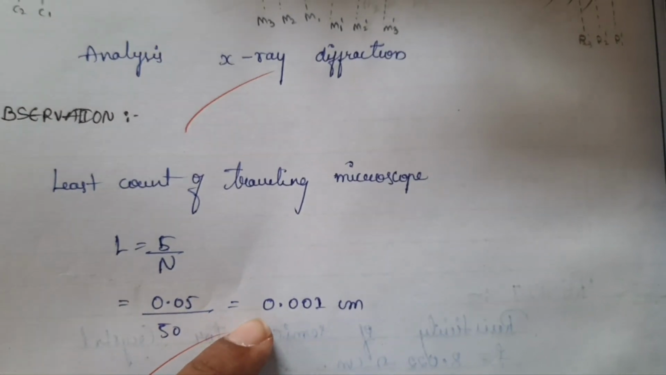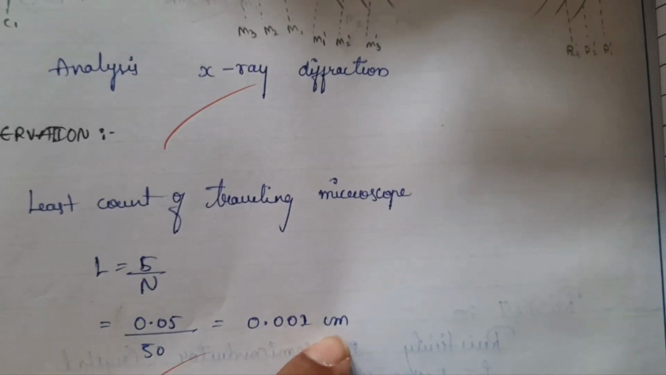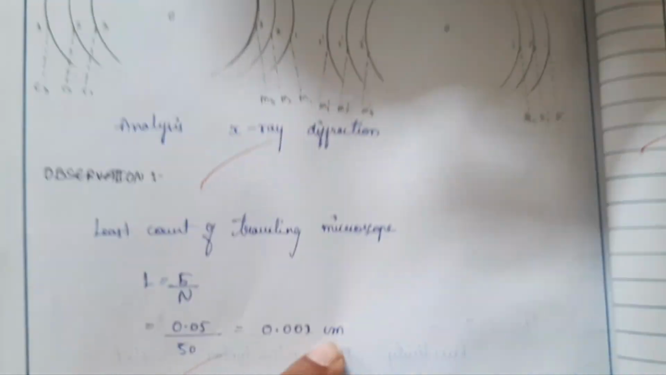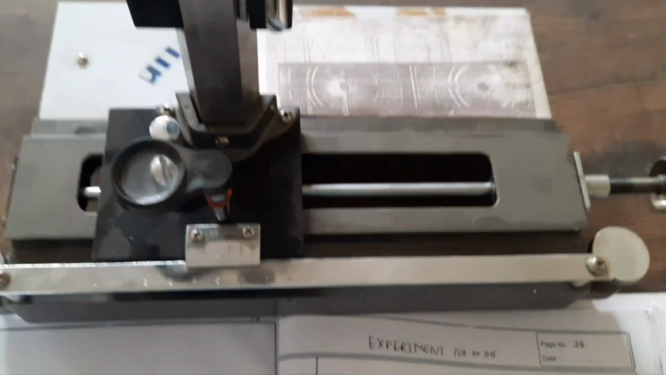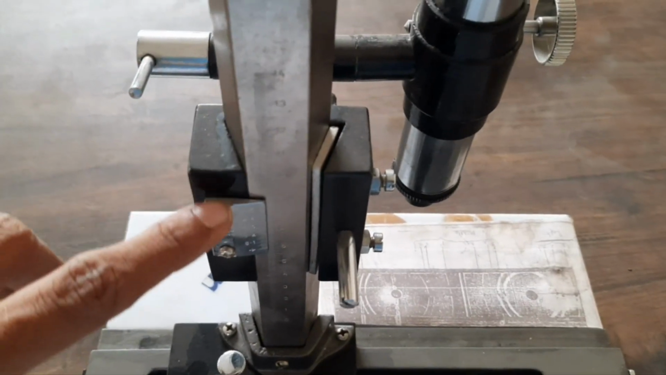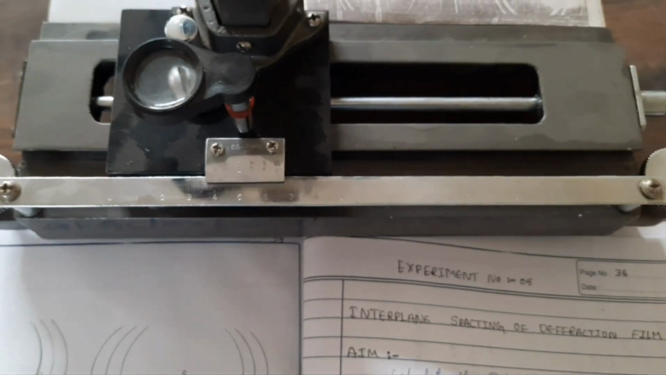That is the least count: 0.001. 0.001 centimeter is the least count of this traveling microscope. If you calculate for the vertical or horizontal scale, the least count is going to be the same.